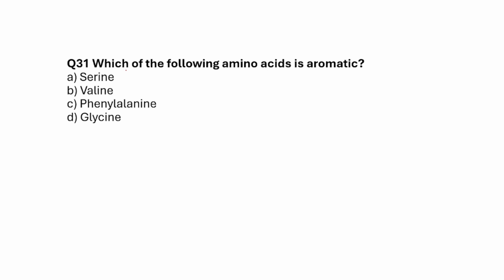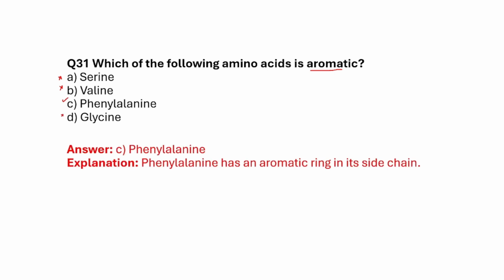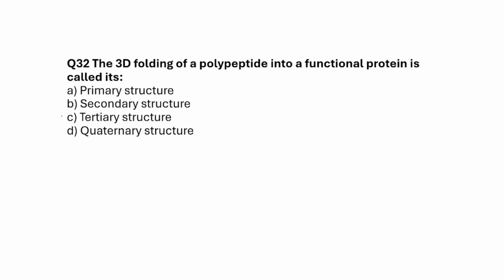Which of the following amino acids is aromatic? This is also an important question. Serine, no. Valine, no. Phenylalanine, yes. Glycine, no. The correct option is phenylalanine, because it is aromatic. Other two amino acids which are also aromatic are tyrosine and tryptophan.